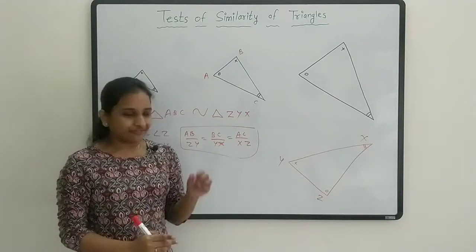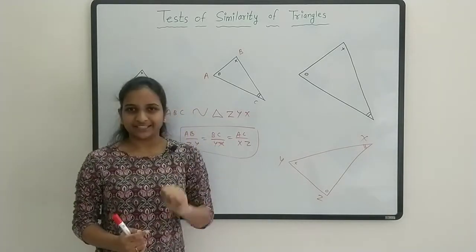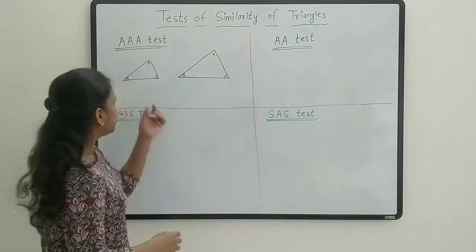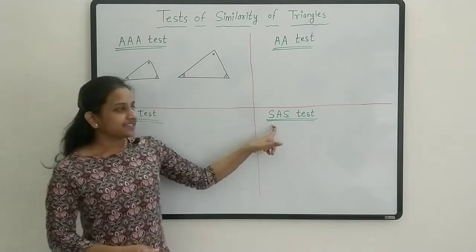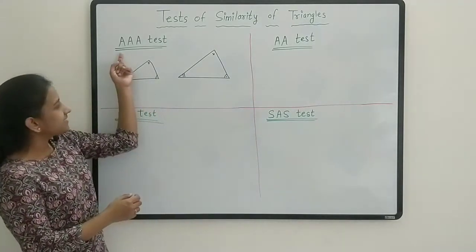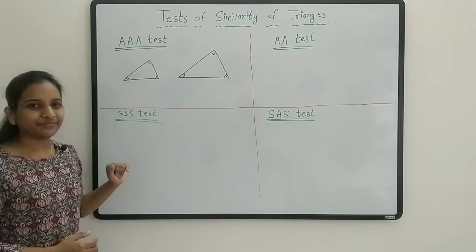So to find whether the two triangles are similar or not, there are four tests. And four tests are AAA test, AA test, SSS test, SAS test. Here A stands for angle and S stands for side. Let's look at this one by one.